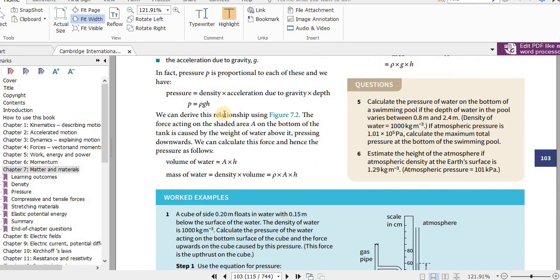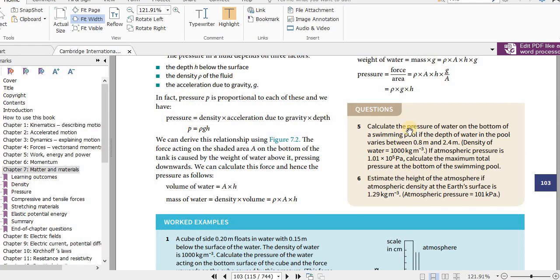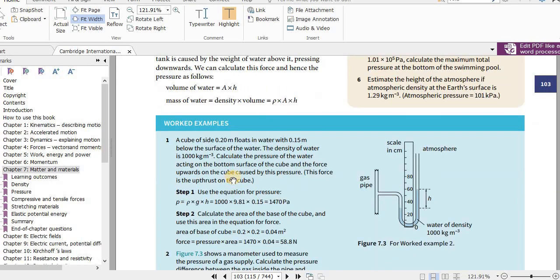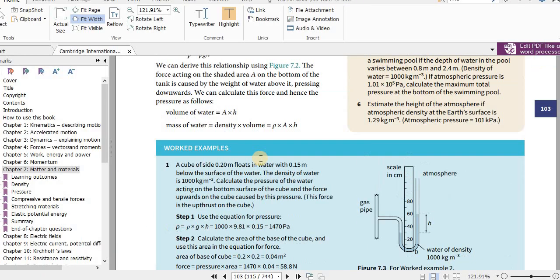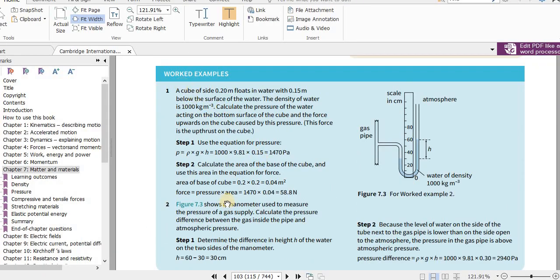Okay, so based on what you have learned so far, you should be able to answer these questions. We'll go through an example actually where you will have to use this equation. Worked examples. Two examples are there. A cube of side 0.2 meters floats in water with 0.15 meters below the surface of the water. The density of water is 1000 kilograms per cubic meter. Calculate the pressure of the water acting on the bottom surface of the cube and the force upwards on the cube caused by this pressure. This force is the upthrust on the cube.